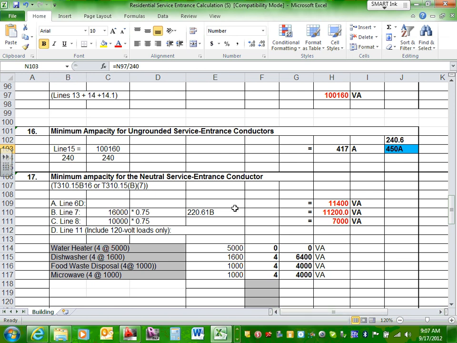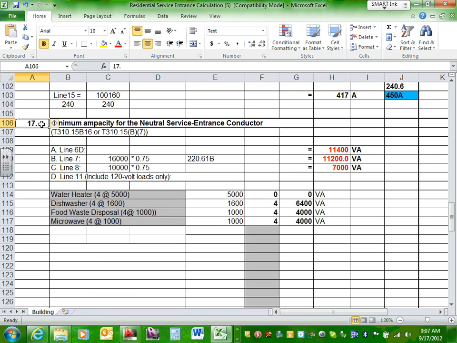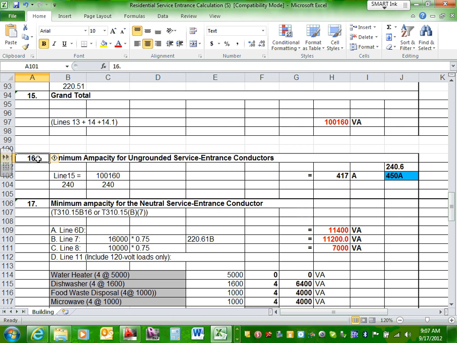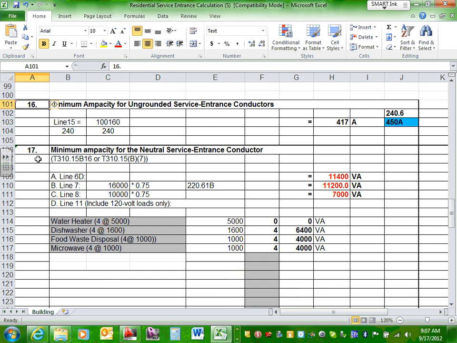Okay, so that's your minimum ungrounded conductor. Then step 17, guys, is doing the neutral. 17 is almost an identical calculation for the neutral. Can I understand that, guys, up to step number 16, you are done. You're really done with sizing the panels as well as the main. For 17, because the neutral is only carrying the unbalanced load, we have to derate it.